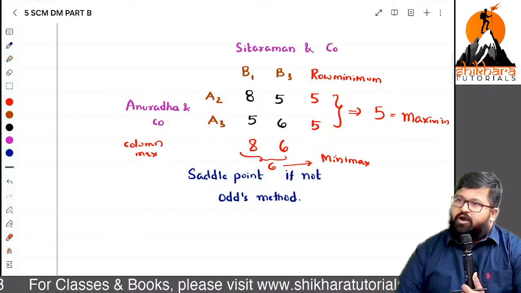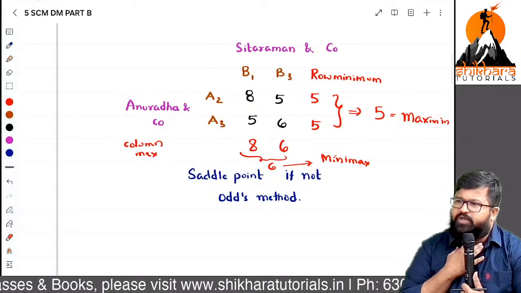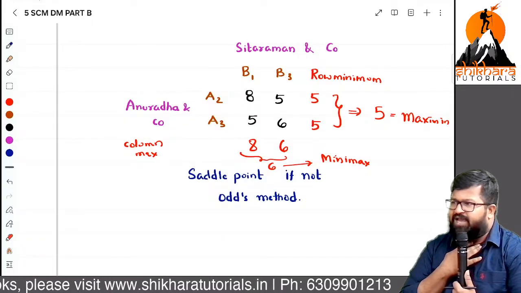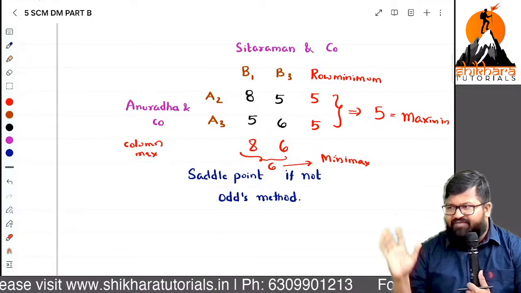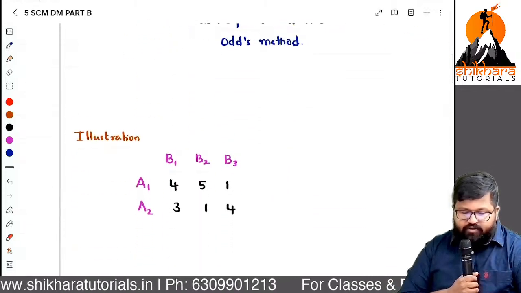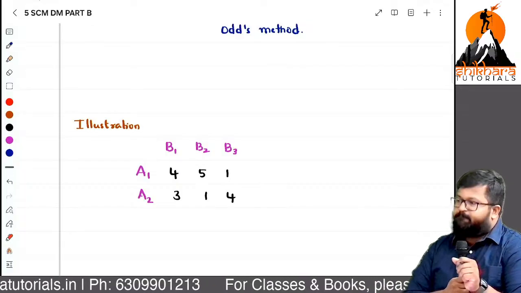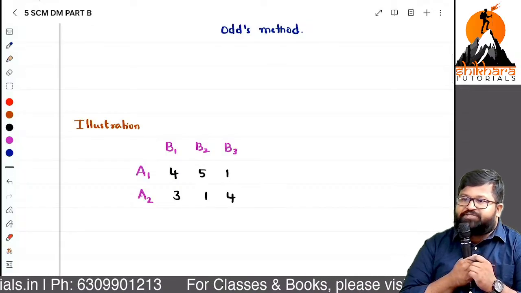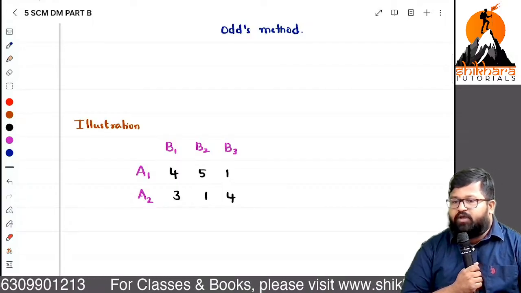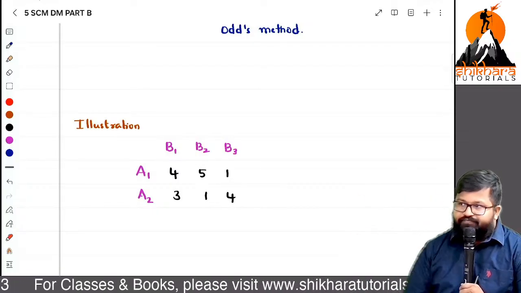Odds method clear now? How to do the odds method, sir? The difference of the first row is written on the second row, and the difference of the second row on the first row, then calculating the probabilities and the value. Is it clear? If it is clear, take down illustration number 2. Mark it as the most important illustration. Whoever has doubt regarding rule 3, it will be cleared in this area.